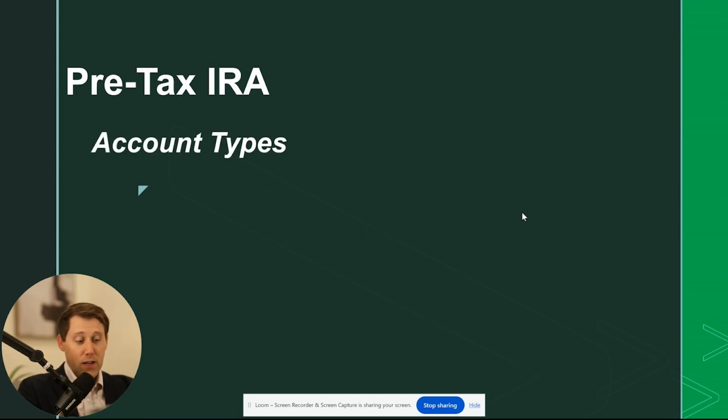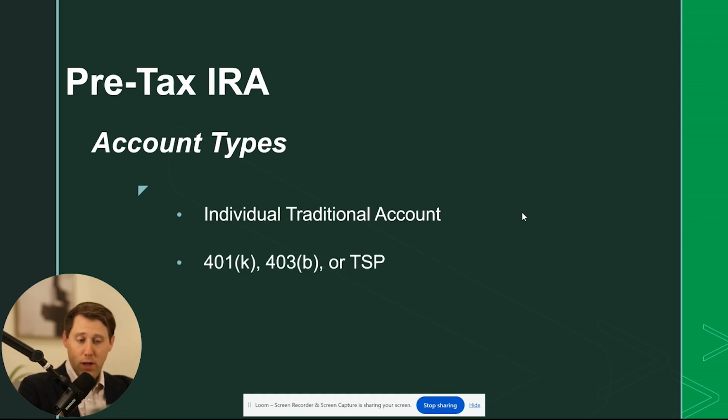The pre-tax IRA account types are basically a mirror image of the Roth. You can have an individual traditional account. These are often called traditional IRAs. You'll see that very, very commonly. You also can have a 401k, 403b, or TSP that are all pre-tax. Sometimes it'll be a traditional 401k, etc. That's just to differentiate from the Roth counterpart.